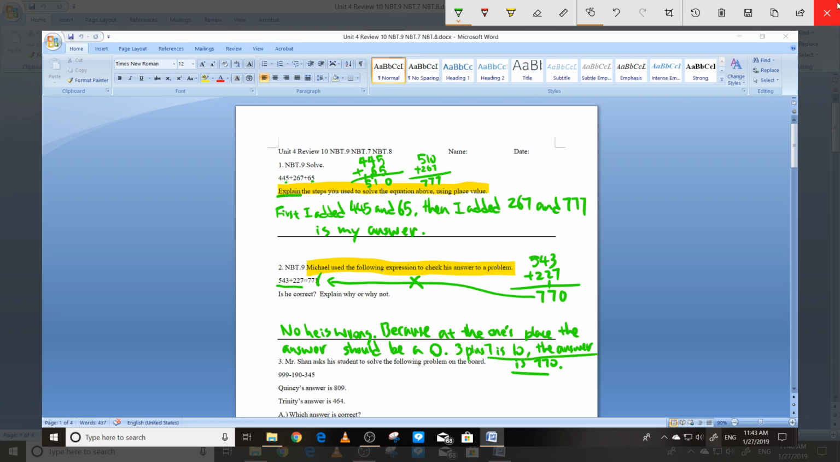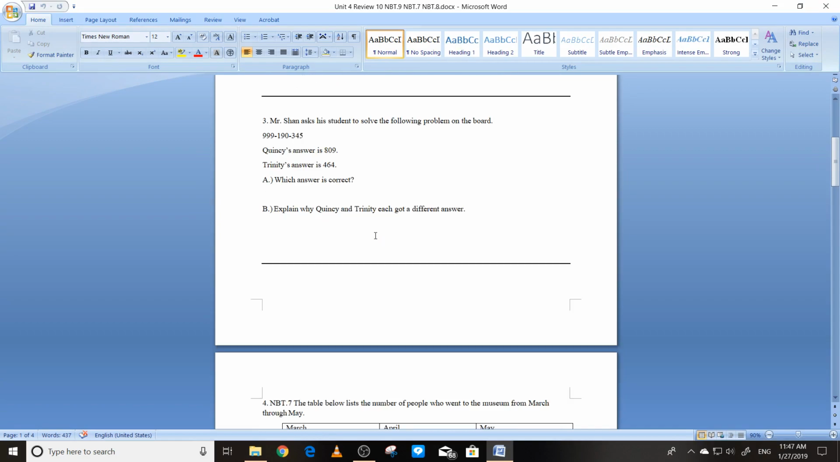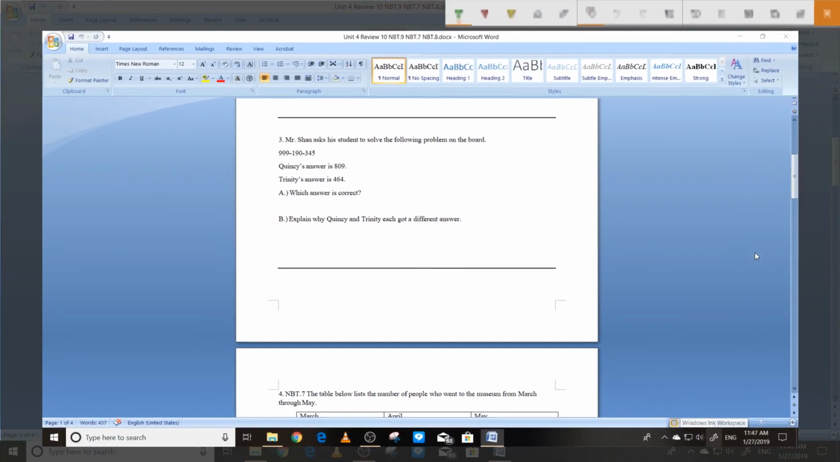Okay? Let's take a look at number 3. Number 3 says, Mr. Shan asked his students to solve the following problem on the board. 999, take away 190, take away 345. Quincy's answer is 809. Trinity's answer is 464. Which answer is correct? The first thing you do is you just subtract. That's all you need to do.